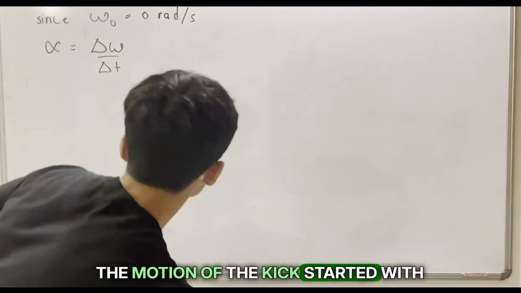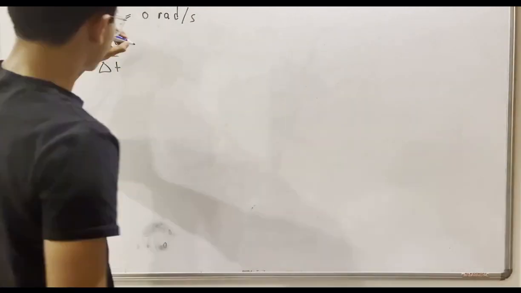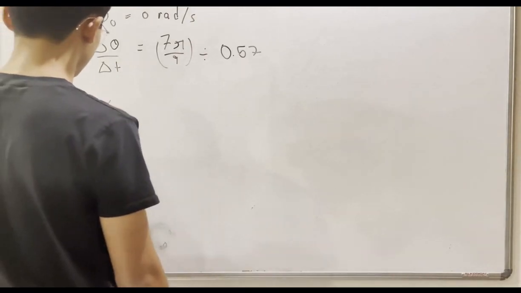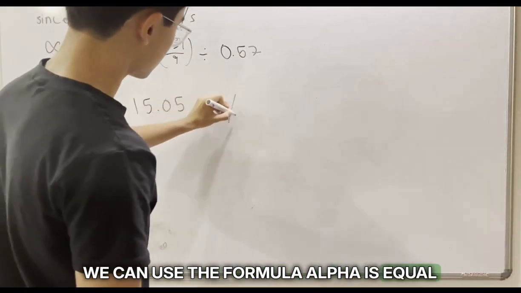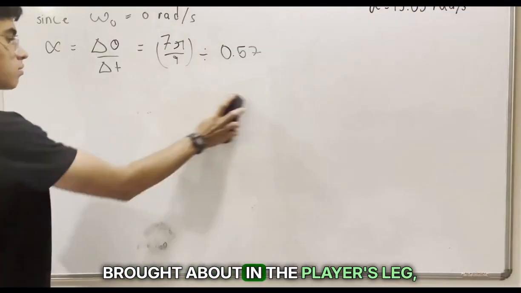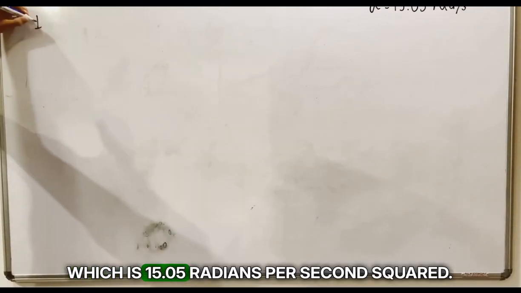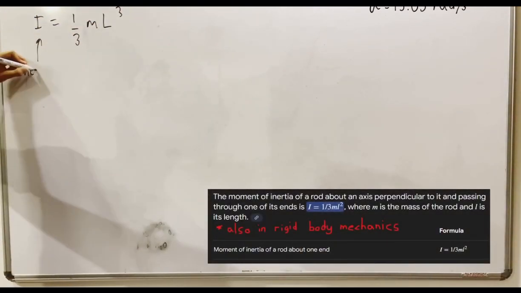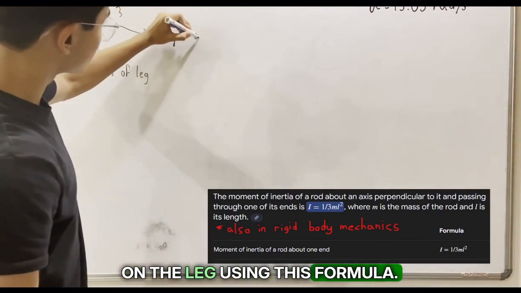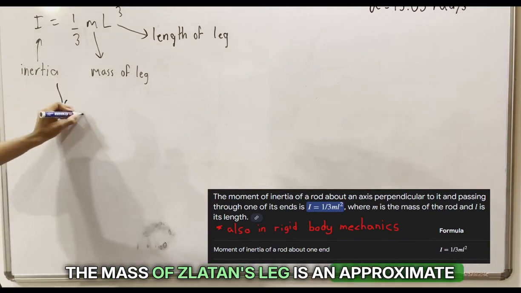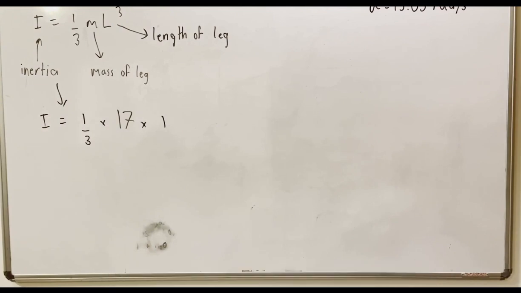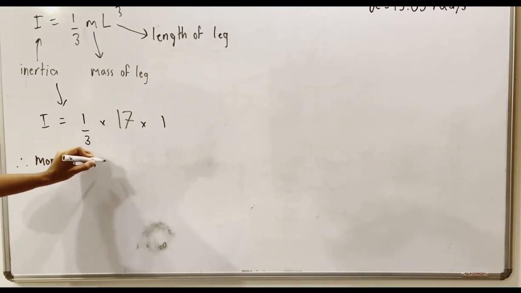The motion of the kick started with Zlatan's leg at rest. Thus, the initial rotational velocity, or omega 0, is 0. We can use the formula alpha is equal to delta omega by delta t to find the rotational acceleration brought about in the player's leg, which is 15.05 radians per second squared. We can also find the moment of inertia on the leg using this formula. The mass of Zlatan's leg is an approximate percentage of his known weight. This gives us the moment of inertia as 5.67 kilogram meters squared.